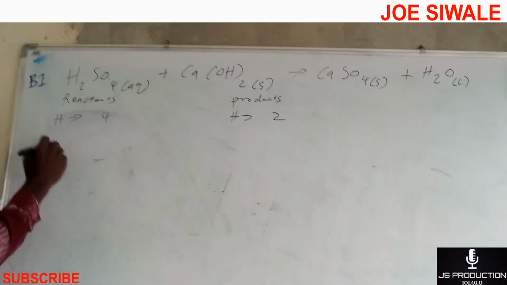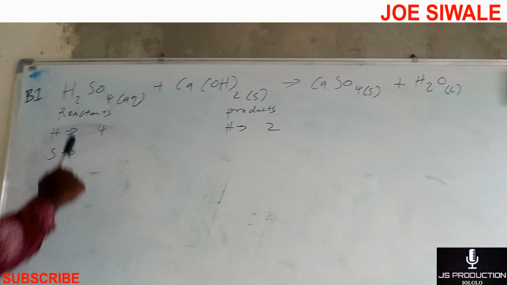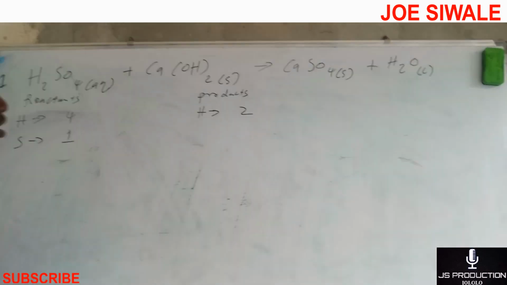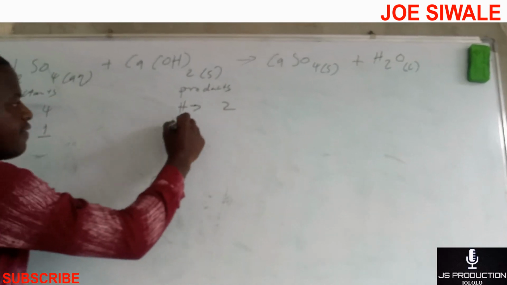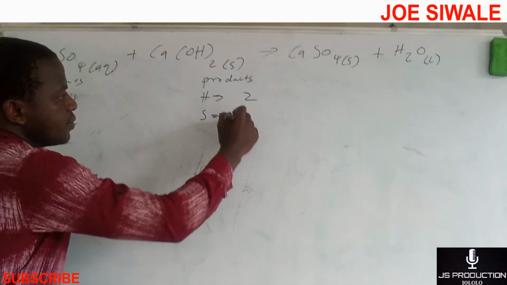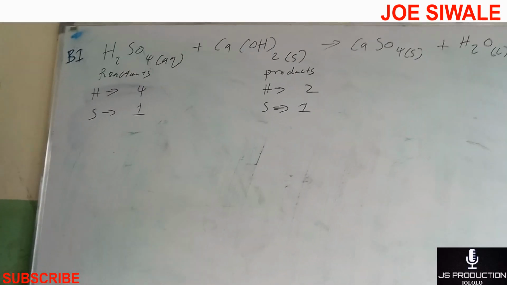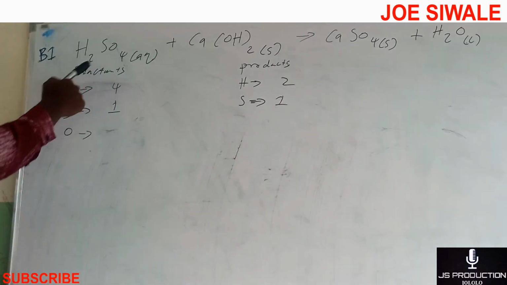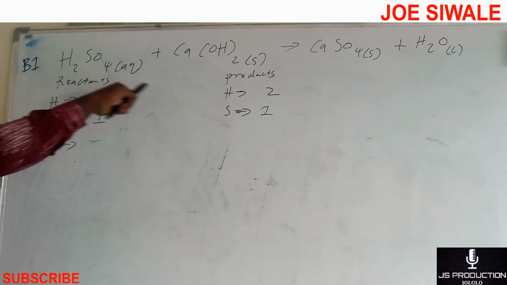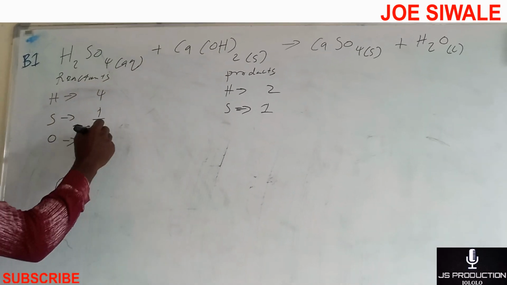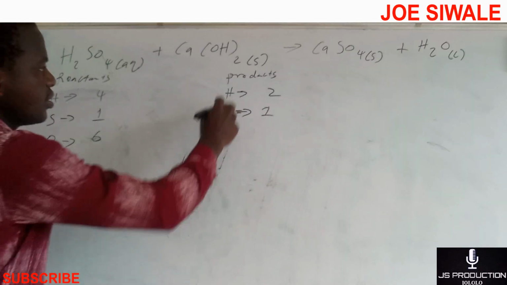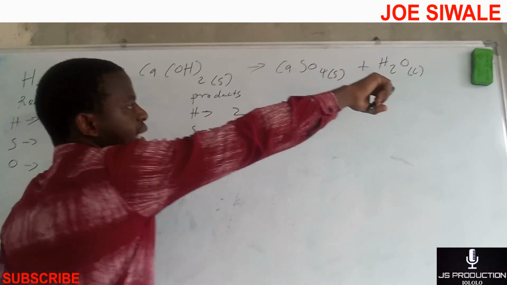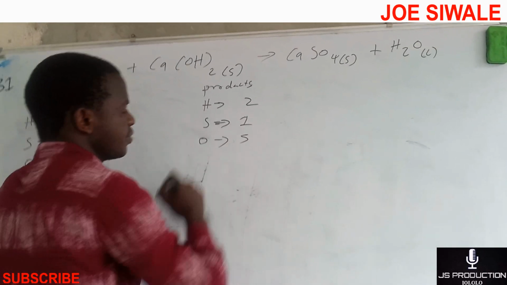What about sulfur? Sulfur here, from the reactant side, I have 1. Then sulfur to the product side, I have 1. Then oxygen. Oxygen from the reactant side, I have 4 here, 4 plus 2, which is 6. So I have 6. Then to the product side, oxygen. Oxygen here I have 4 plus 1, which is 5.